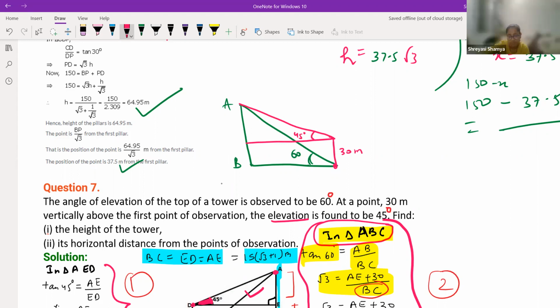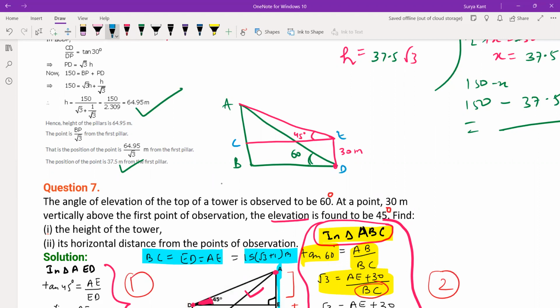Yes, sir. So we have to find the height of the tower. If this is 30, this part is also 30. Just name it here as A, B, here C, here D, here E. So this is also 30. You can write here X, and here Y. Solve two triangles over here and get the answer. That's it.